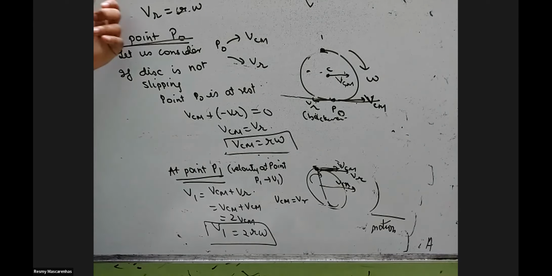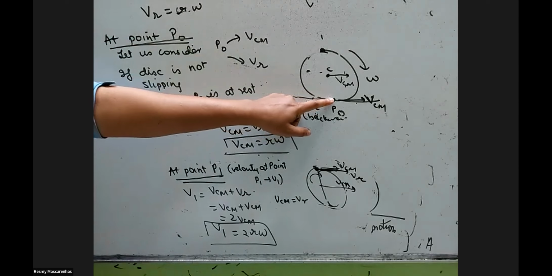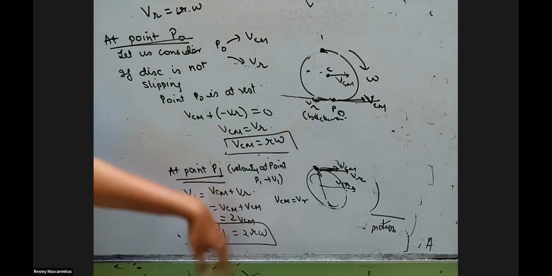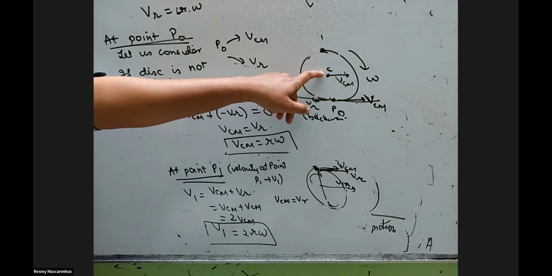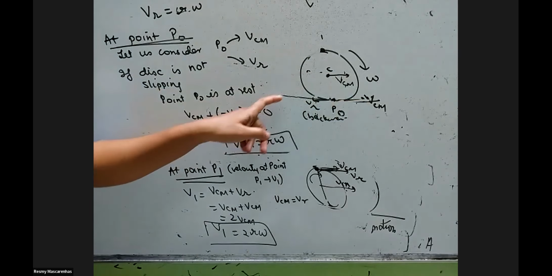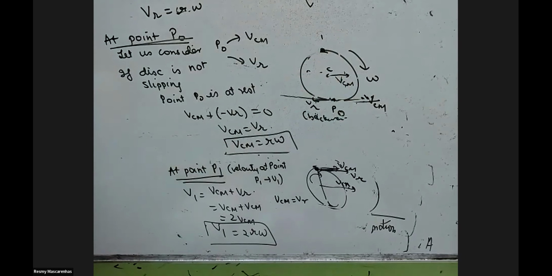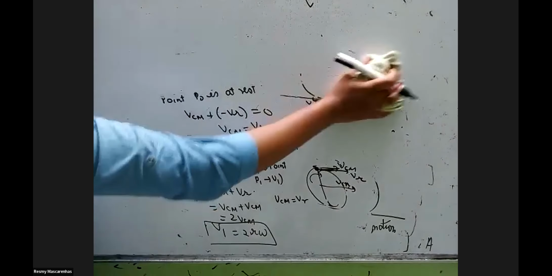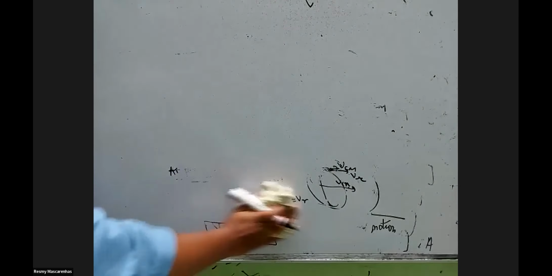Okay, so these are the various points. One we took here, one we took here, and one in the middle. If it is the middle, it will always have 2 components. Here it is straight away because it's with reference to the surface. Here it will be straight away parallel with the center of mass. So these are the velocities at 3 different points for a rolling disk.